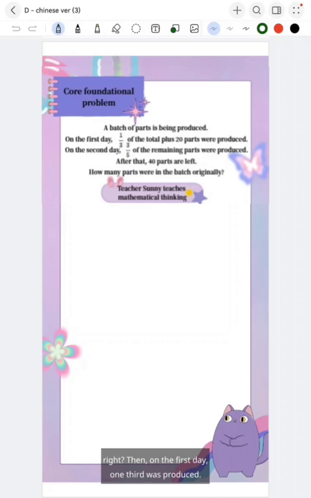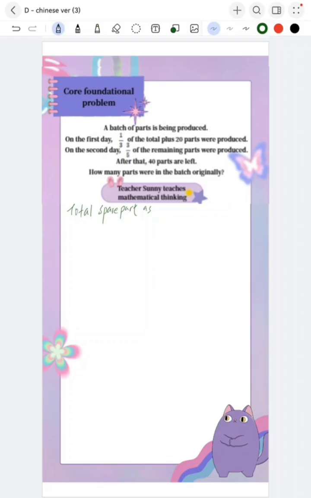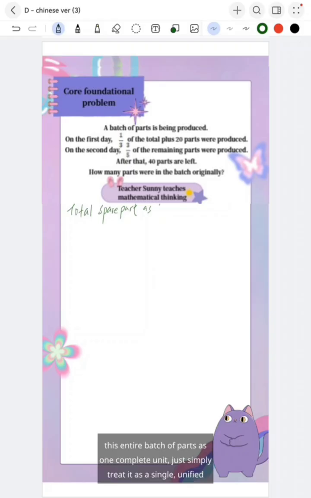Then, on the first day, 1/3 was produced. In other words, this entire batch of parts can be evenly divided into 3 equal parts. So on the first day, precisely one of those 3 equal parts was produced. Therefore, we can translate it like this. We take this entire batch of parts as one complete unit, just treat it as a single unit.